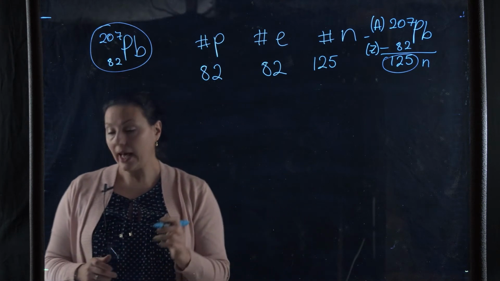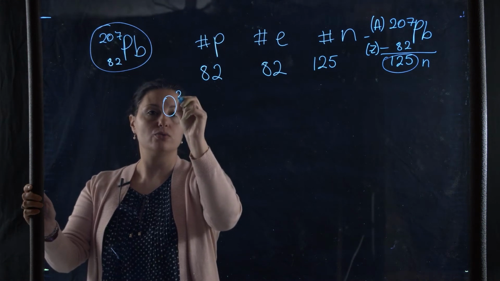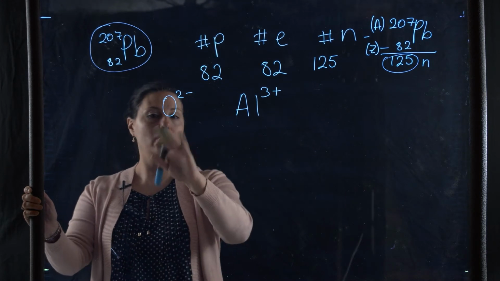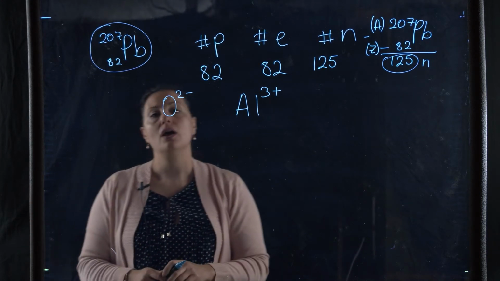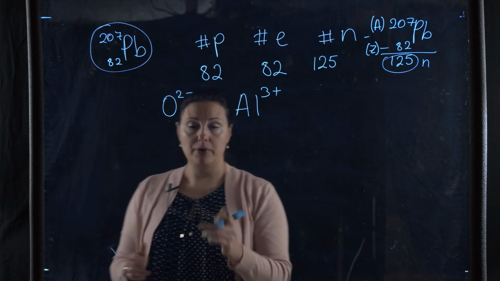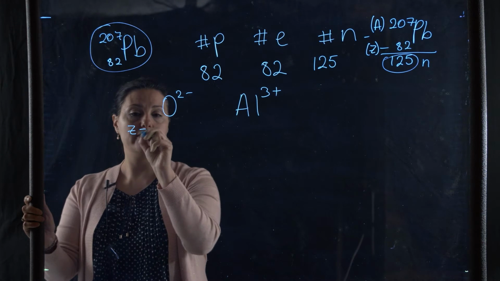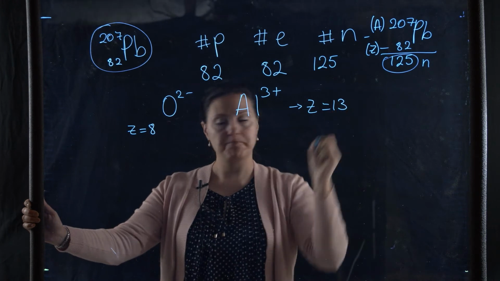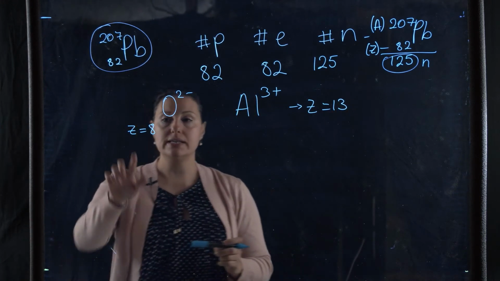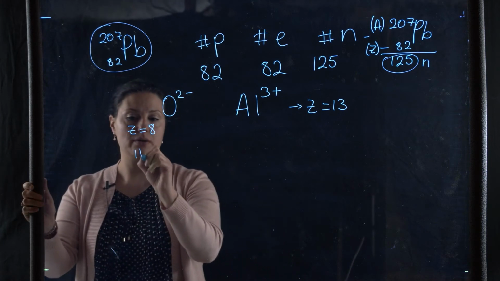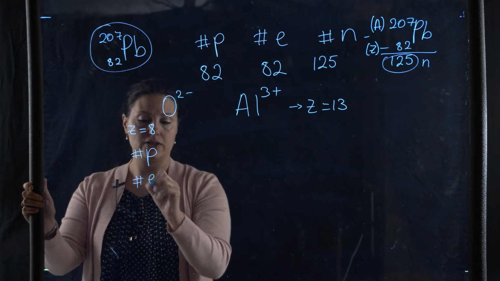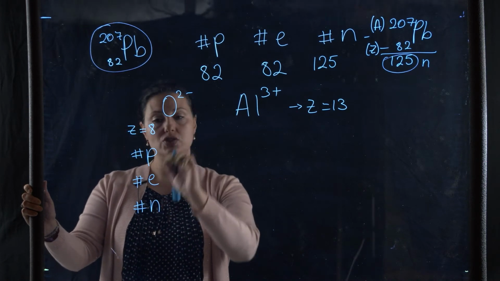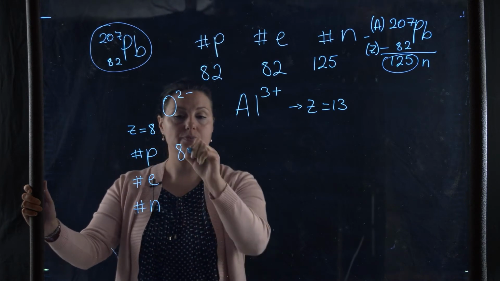Let's look at the ions. What if you have O2 minus and Al3 plus? This is the oxygen ion, and this is the aluminum ion. Okay, oxygen, if you look it up in the periodic table, has a Z of 8, whereas aluminum has a Z of 13. Okay, so the Z tells me the number of protons. So let's do number of protons, number of electrons, number of neutrons. If I have a Z of 8 for oxygen, that means that I have 8 protons.